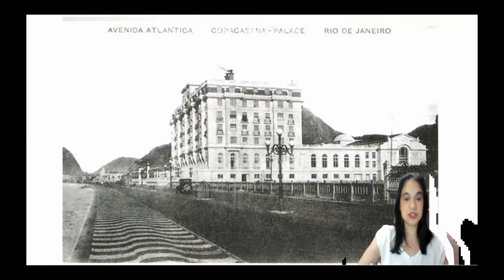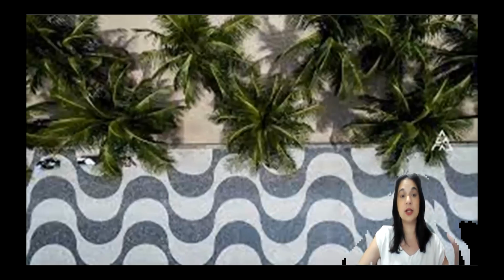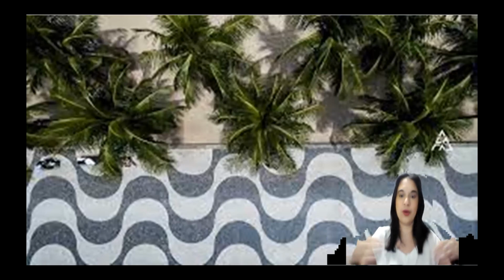So he enlarged this, and with this, he enlarged the waves as well. He changed the wave design a tad bit, but still following the wave design of Pereira Passos, naturally, because Copacabana at this point was already known for the wave design.